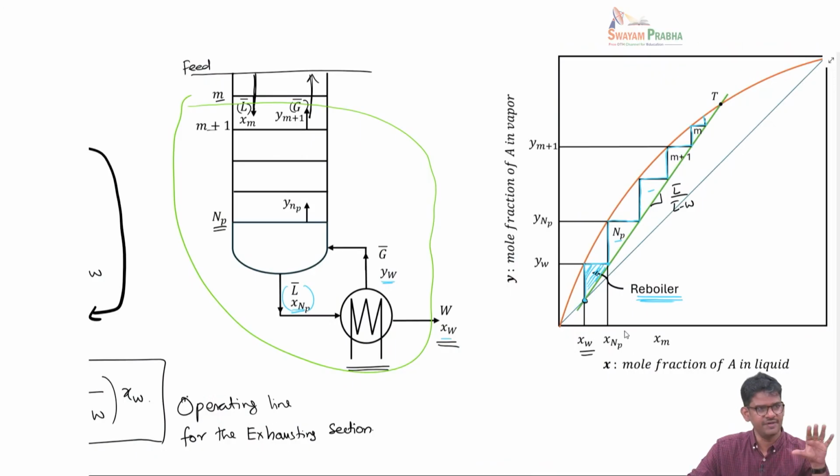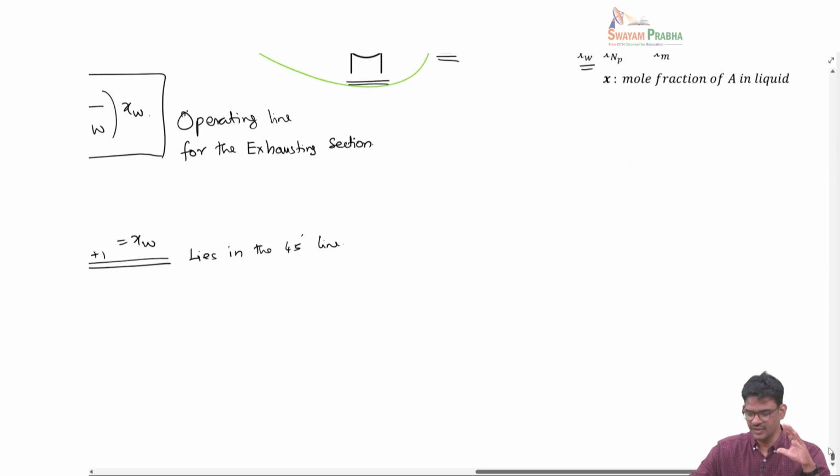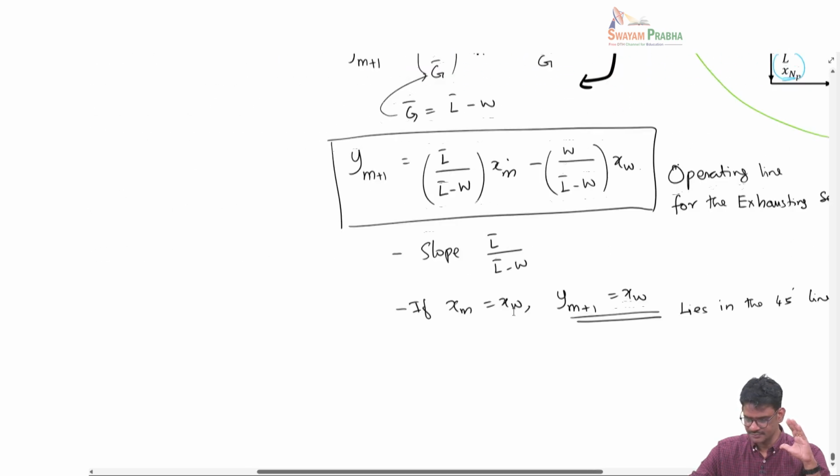operating line. So now I'm going to do a material balance on the feed tray, the tray in which the feed is introduced. Right now we avoided the feed tray, we looked at above and below, but now we look at what is exactly happening at the feed tray and then do a material balance over there.